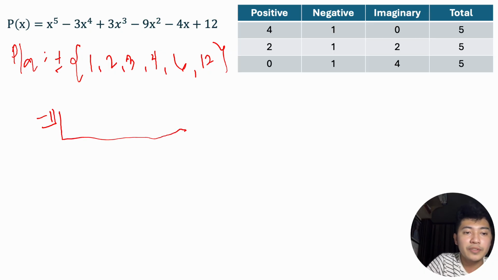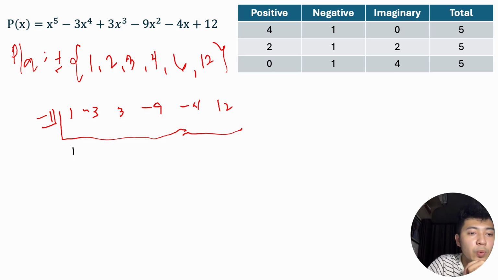So, on the first row of the synthetic division, we are going to list down all the coefficients. So, you have here 1, negative 3, positive 3, negative 9, negative 4, and 12.